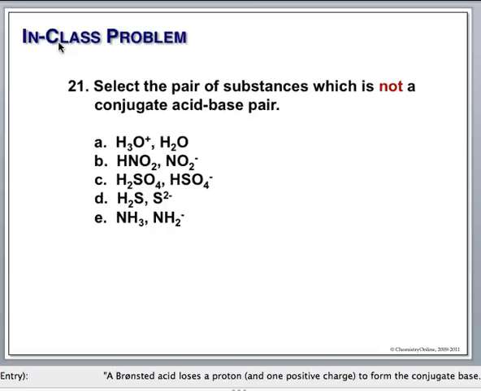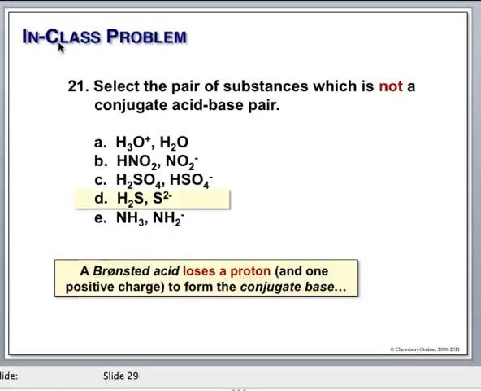Lose 1 hydrogen, lose 1 hydrogen, lose 1 hydrogen, lose 2 hydrogens, lose 1 hydrogen. Clearly, 2 is not 1. Lose 1 hydrogen and the positive charge associated with it. Usually that ends up giving you more negatives.